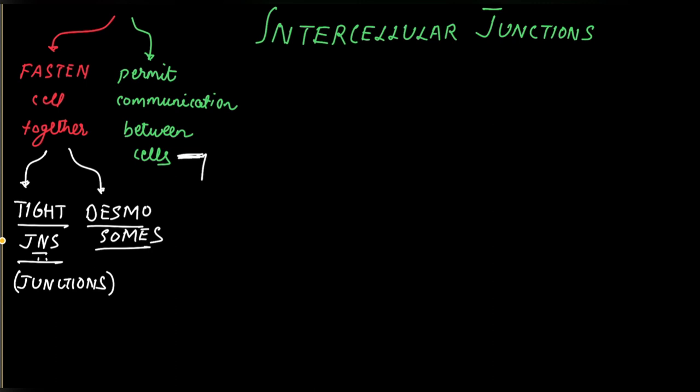And then there are those that permit communication between the cells. These are called gap junctions. These gap junctions are quite well known. They are in the heart, where they permit the passage of ions, and in the electrical synapses of the brain.